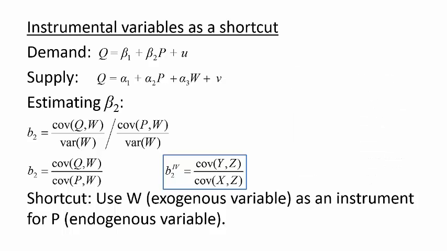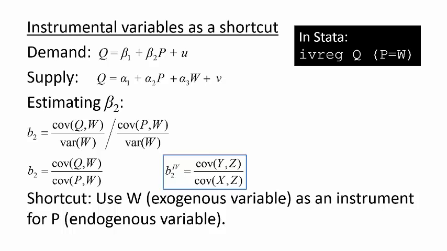With this shortcut under our belts, we can easily complete the estimation in Stata using the IV regress command. As we have seen before, we must specify both the endogenous independent variable P and its associated instrument W in parentheses in that order with an equal sign in between.